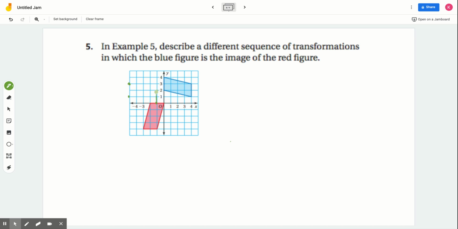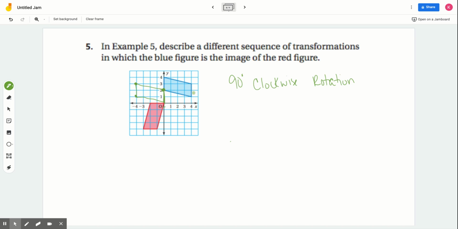Ooh. Let's see here. Give me 1 second to erase and draw my rotation on here. All right, so I have drawn a 90-degree clockwise rotation to start with. So I rotated my red image 90 degrees clockwise.